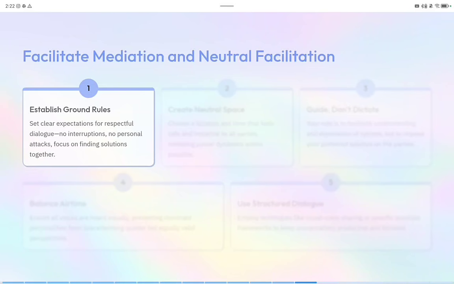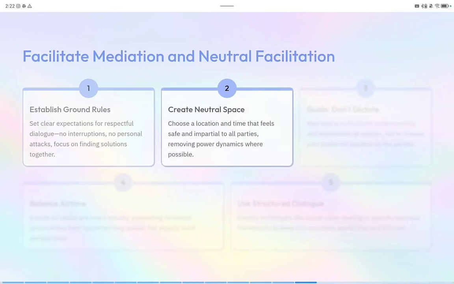The second important thing is to establish ground rules. As the meeting starts, set clear expectations for a respectful dialogue, right? Create a very neutral space. Choose a location and time that feels safe and impartial to all parties.